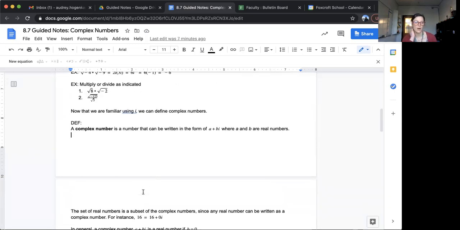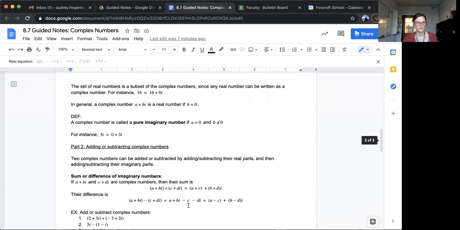So, definition: a complex number is a number that can be written in the form a plus bi, where a and b are real numbers. The set of real numbers is a subset of the complex numbers, since any real number can be written as a complex number. That just means the realm of complex numbers includes all real numbers.